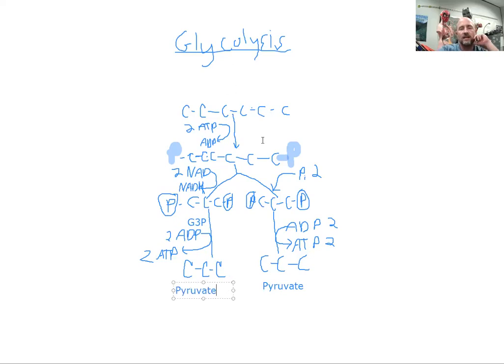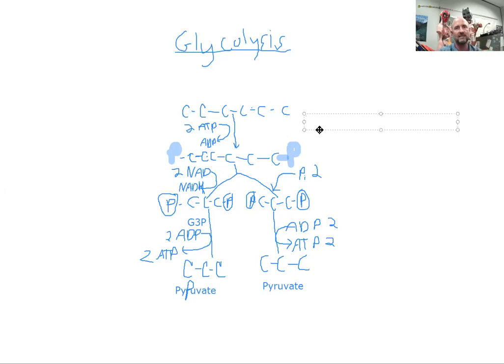So this is glycolysis. I recommend drawing this yourself. Practice a couple times and go through the steps because it's really going to help you understand what happens in glycolysis. As we do that, I'm going to continue to add text to the side to kind of guide you on how to talk about this.